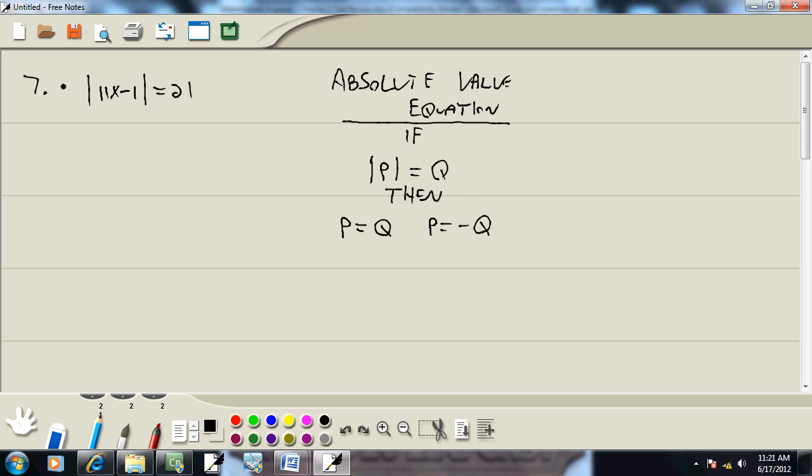For this first example, the absolute value is by itself. There's no numbers in front of it, there's no numbers after it. What's inside the parentheses would be our P, and the other side would be our Q. And our formula just says you drop the absolute value, you set it equal to positive the other side, and you drop the absolute value, and you set it equal to negative the other side. Now at this point, these are just linear equations, and you just solve them like normal.